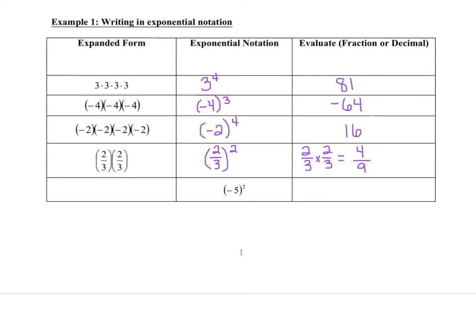Let's go to the last row. The expanded form is not given to us, but the exponential is negative 5 to the 2nd power. Here's your base, and you're repeating it 2 times. So it's negative 5 in parentheses times negative 5. Then we want to evaluate that. A negative times a negative is a positive, and 5 times 5 gives us 25. That's how we would expand, use the exponential notation, and evaluate anything dealing with exponents.